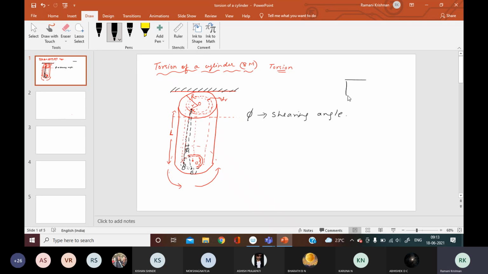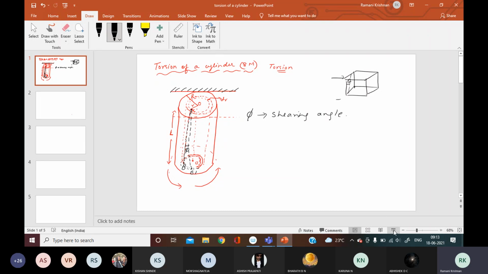You remember we saw the cube? In the cube also, when one end was fixed and I applied the force, when it turned, this angle theta was called shearing angle. Here also, phi is called shearing angle. I'll draw the diagram again afterwards. Now, this much do you understand?